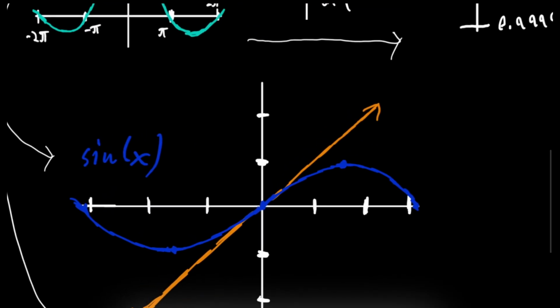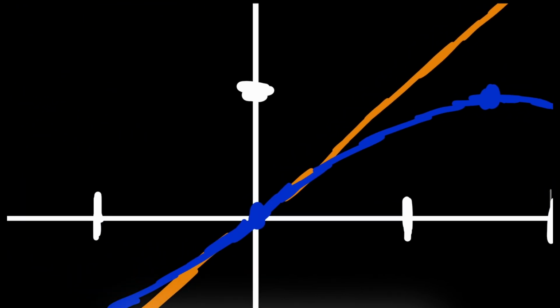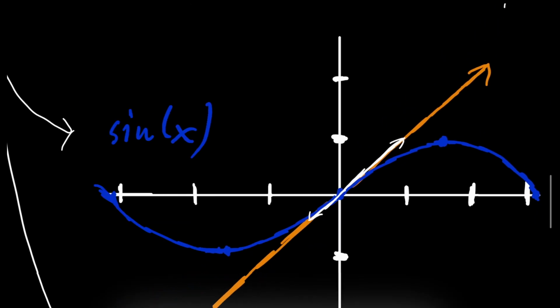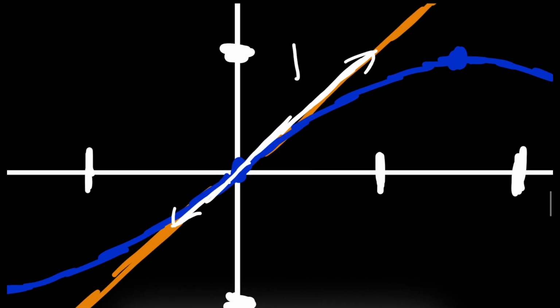From very small distances from x equal to 0, we can approximate the change in sine of x by using the slope of the tangent line, which is 1 at this point, right? This happens to turn out to be x as well, but that was a coincidence. That was not intentional, right? The slope of this tangent line can be used to approximate values of cosine of x at different points.